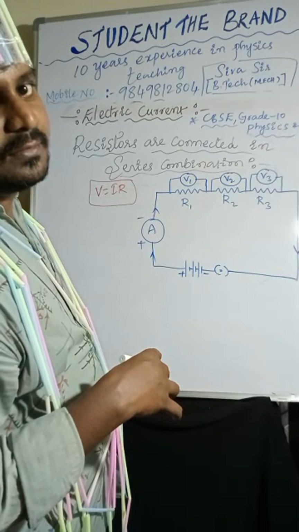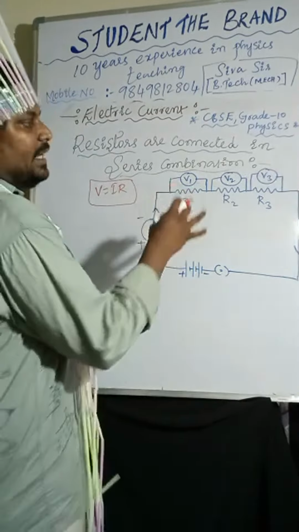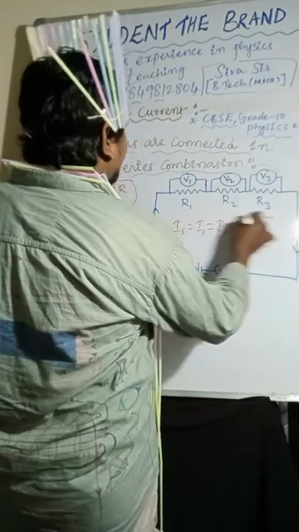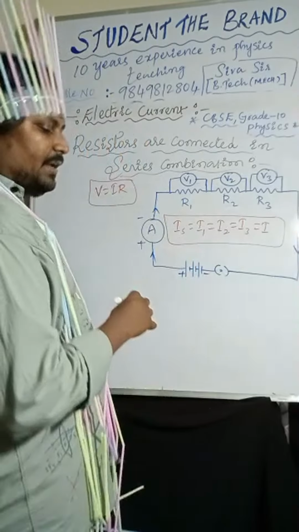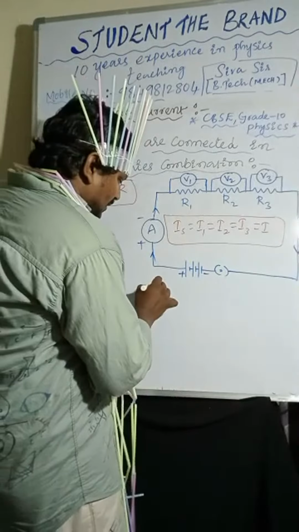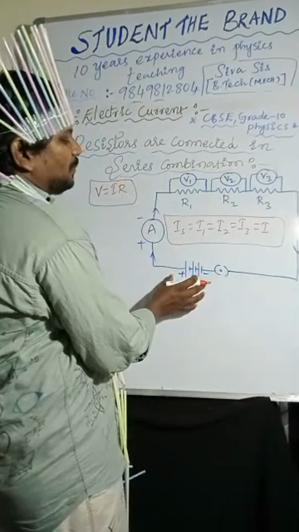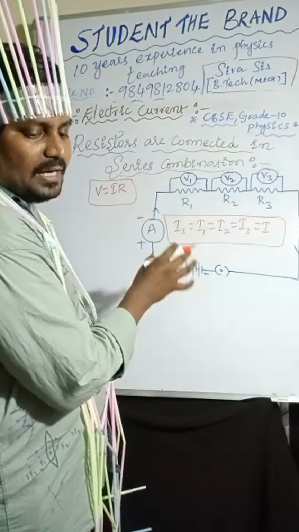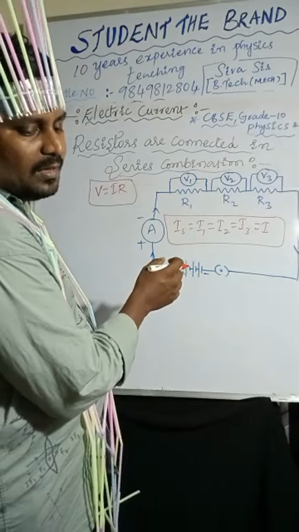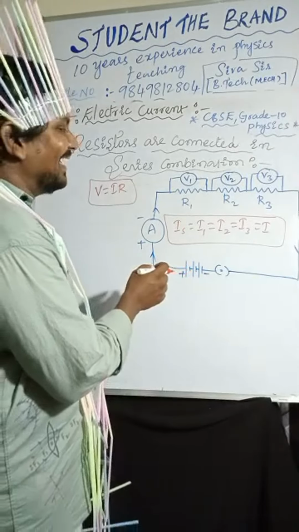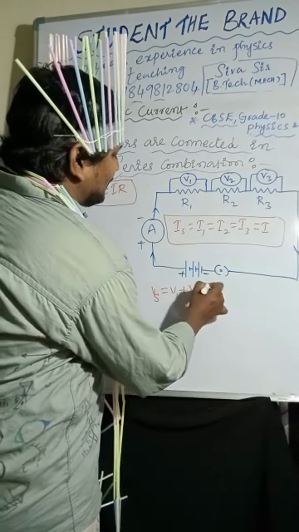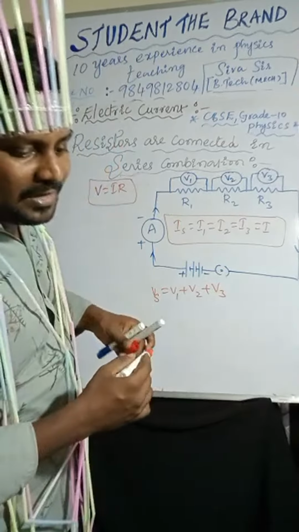Here, in this condition, throughout the circuit the current is the same: I1 equal to I2 equal to I3 equal to I. Vs is the potential difference coming from the battery. So Vs equal to V1 plus V2 plus V3.